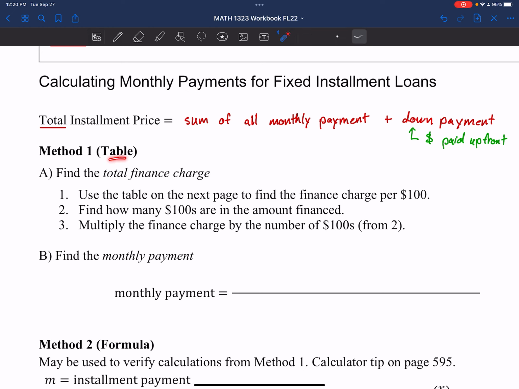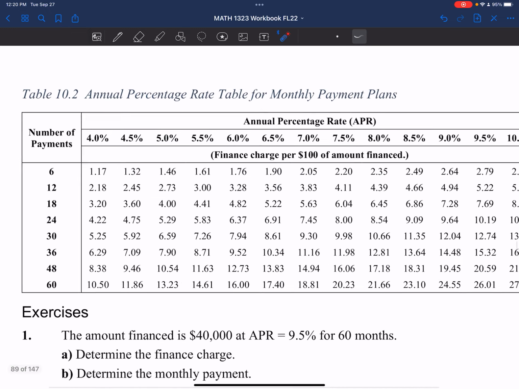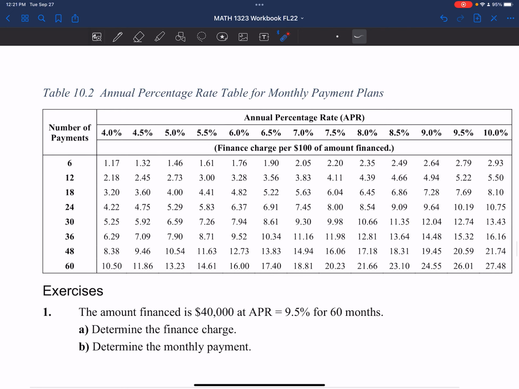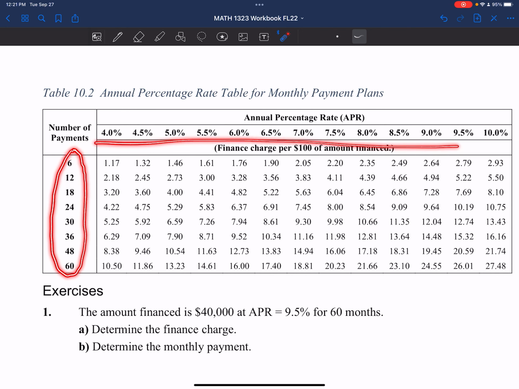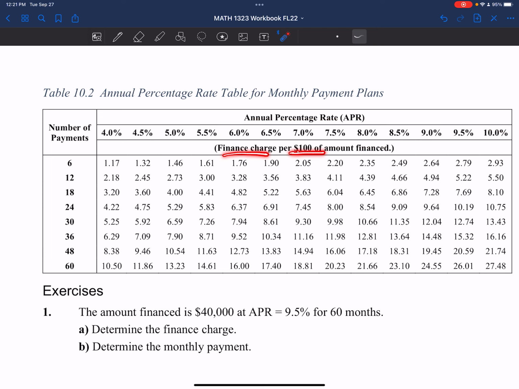So there are two ways to compute the monthly payments for fixed installment loans. The first one is using a table. So just slide ahead to look at the table. It's on the next page. On the left-hand side is the number of payments. On the top, there is going to be an APR, or annual percentage rate. And then the finance charge or interest is per $100 of the amount financed. So you can see, if you had 6 payments at 4%, then you would have $1.17 per 100. So we'll do some computations on that.